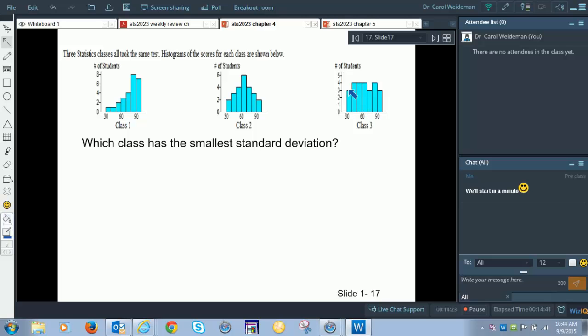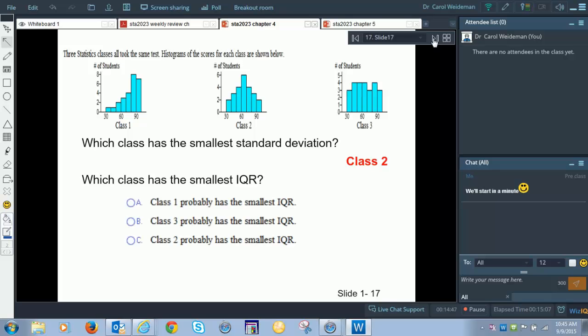Look at class 3. Its mean is probably here between 60 and 70, and it's got a fair number on either end. However, and the same thing with this one, this is very nice and symmetric. This is actually going to have the smallest standard deviation. Class 1 is going to have the largest, or sorry, class 2 is going to have the smallest. We're talking about smallest standard deviation. This is going to have the smallest one because there are fewer data values, test scores, out here in the most extreme bars on the histogram.